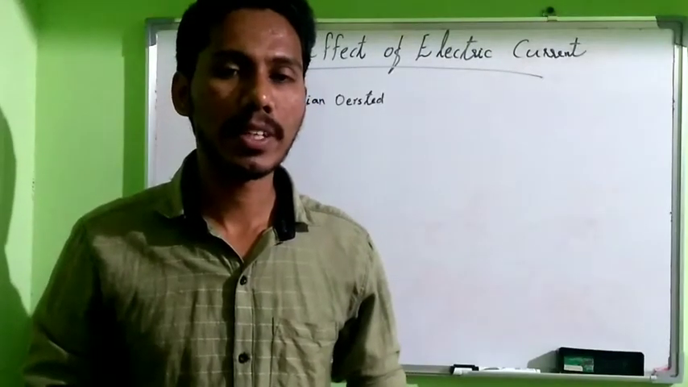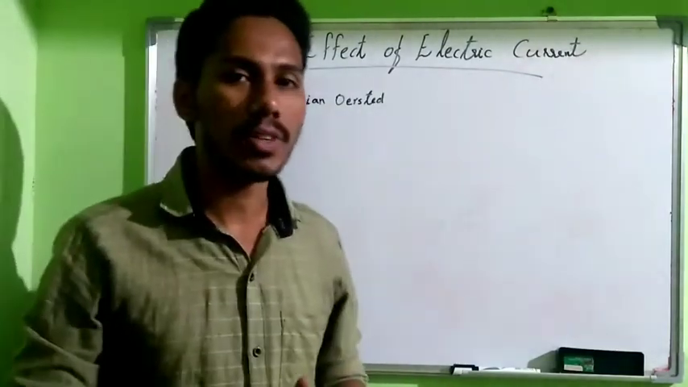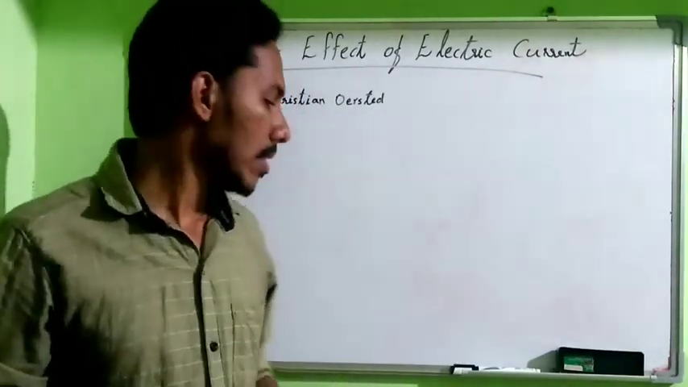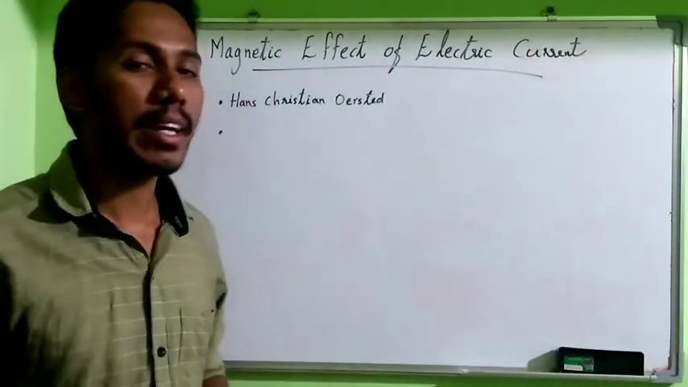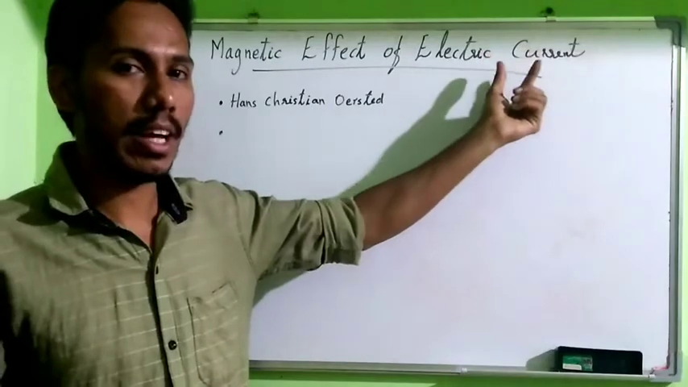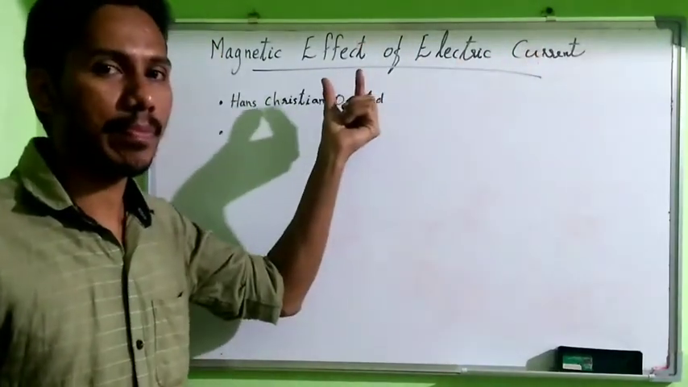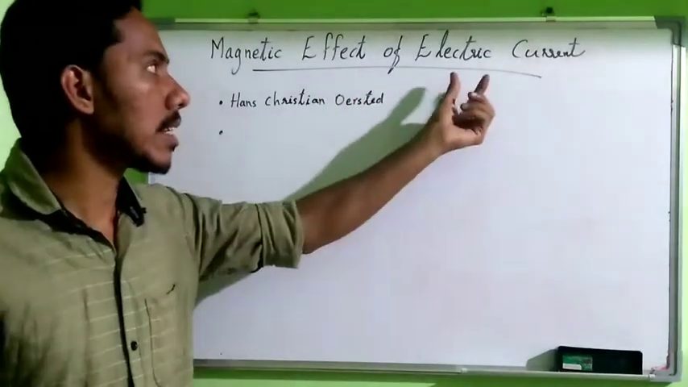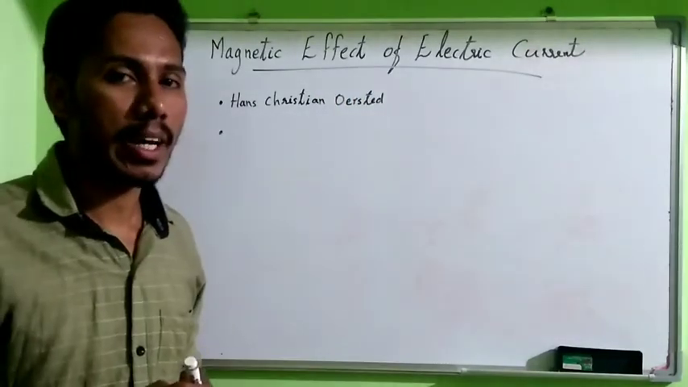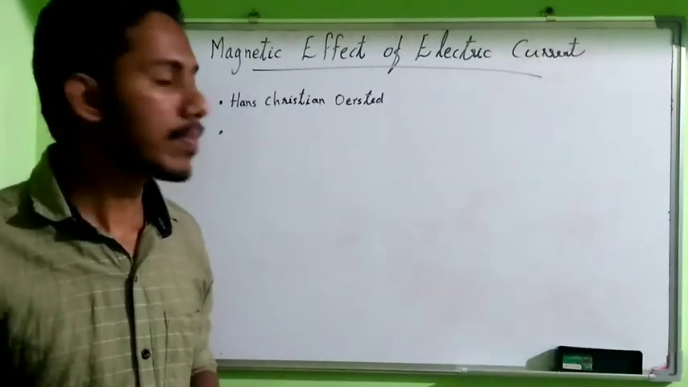Hi students, today we are going to discuss the chapter Magnetic Effects of Electric Current. The chapter heading indicates that electric current can produce a magnetic field. Electric current can produce a magnetic effect, and we want to check that effect.